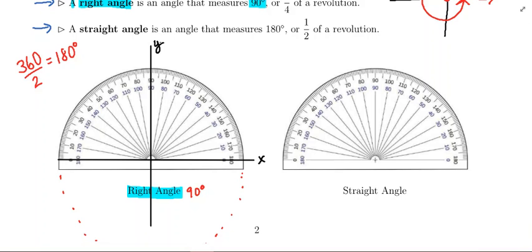To draw our 90-degree angle, it has to be in standard form. That means the vertex needs to be at the origin, right here at the point 0, 0. And then what we're going to do is draw the initial side.